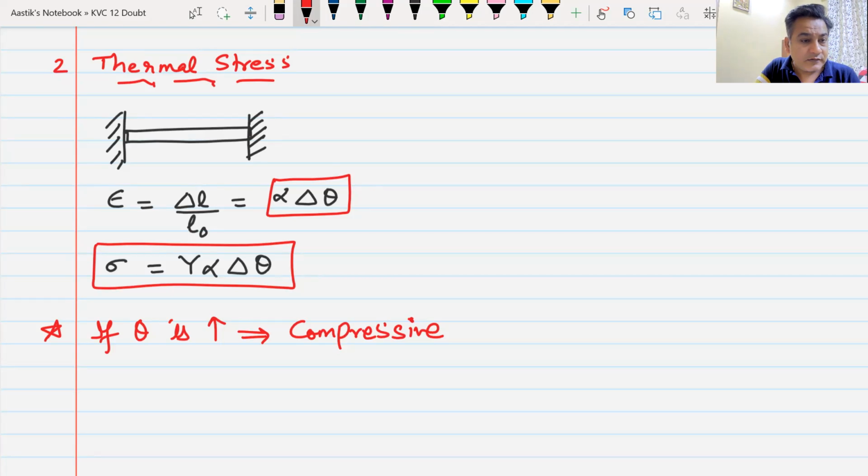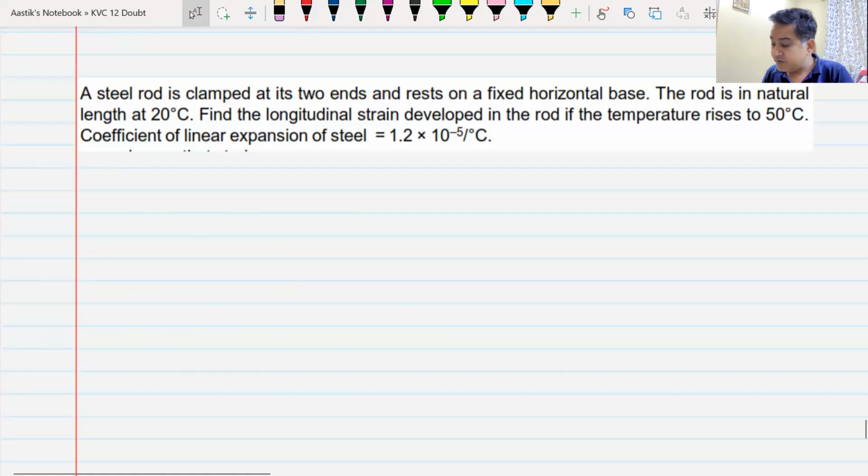Okay, then we can just solve a question based on this. Remember, whatever questions come on this, they are basically testing whether you know this concept or not. If you know this concept, the question is pretty simple.